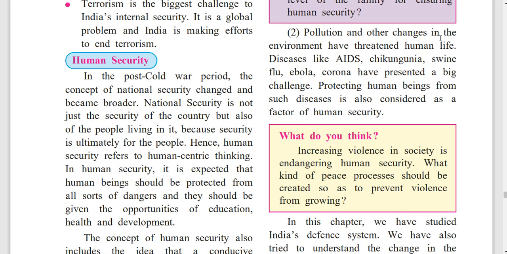Pollution and other changes in the environment have threatened human life. Diseases like AIDS, chikungunya, swine flu, Ebola, corona have presented a big challenge. Protecting human beings from such diseases is also considered as a factor of human security.